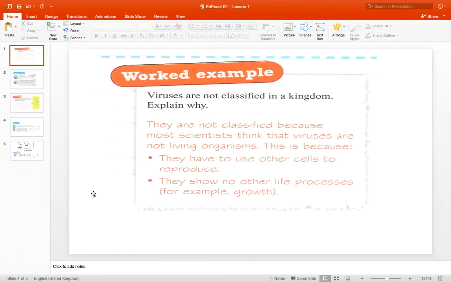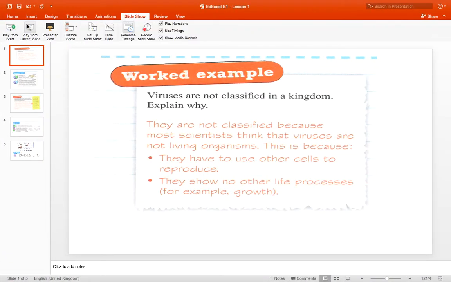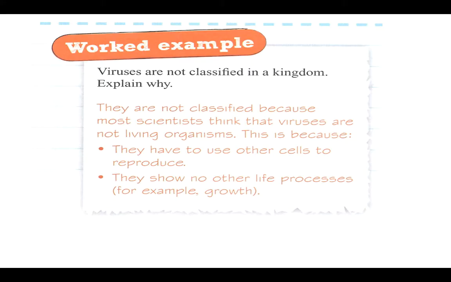So, if we have a look at this. This is a worked example of a question. Something that people always come confused with is with viruses. Now, viruses cannot be classified into any of the 5 kingdoms purely because they do not have cells of their own. They have to use other cells to reproduce, and therefore they have no other life processes.